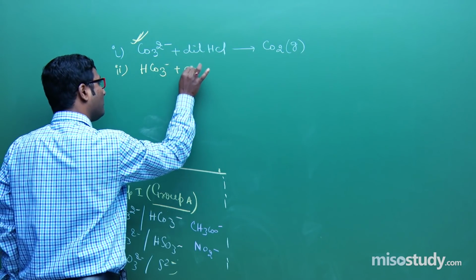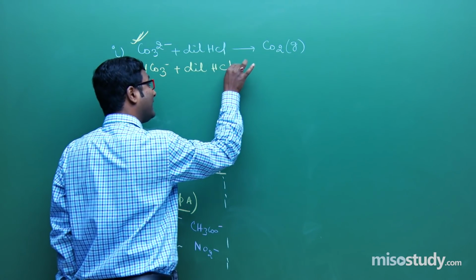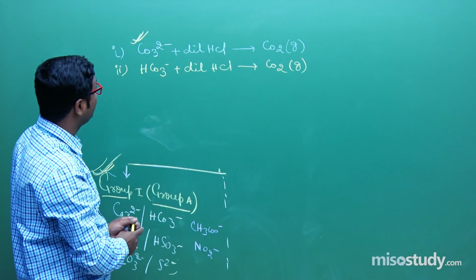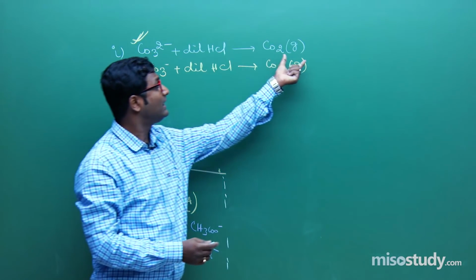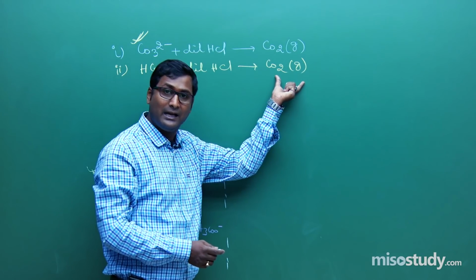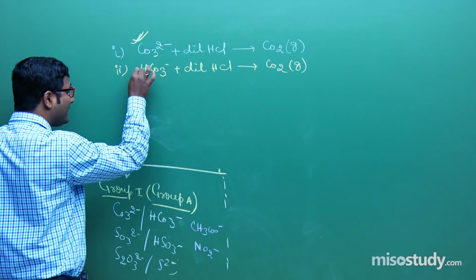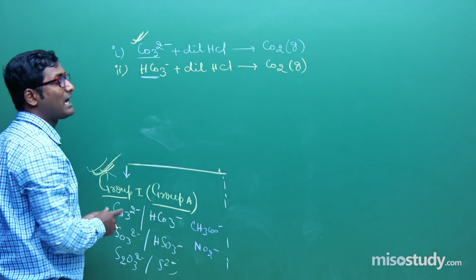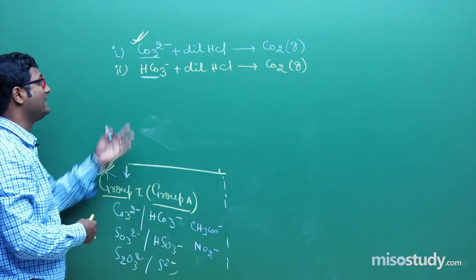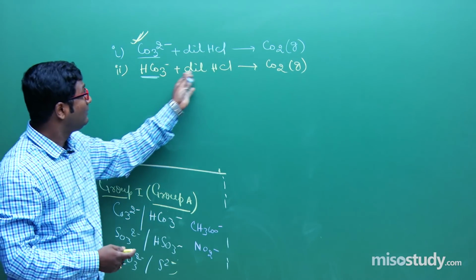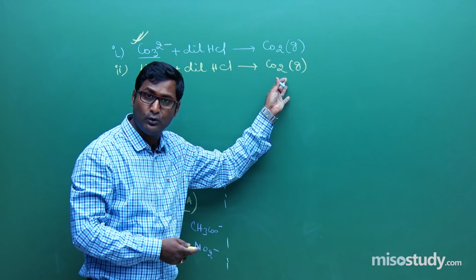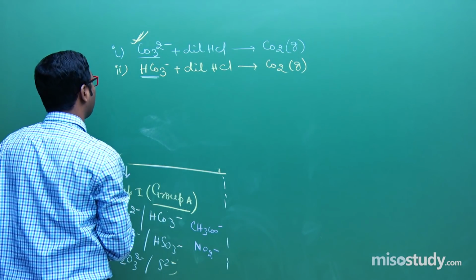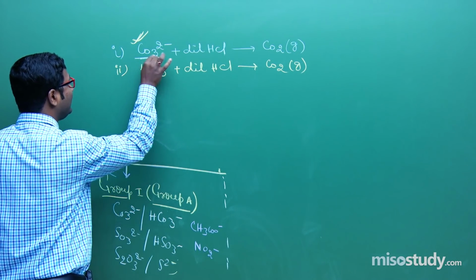Now if I talk about HCO3 minus plus dilute HCl, it again gives CO2 gas. So friend, here is a big confusion. Now in both the cases CO2 gas is a product. Now how to identify which one is carbonate and which one is bicarbonate, because in all the cases the CO2 gas is the output. So in this case again a further layer of classification is there. I will discuss it later, but I am giving you a simple idea.